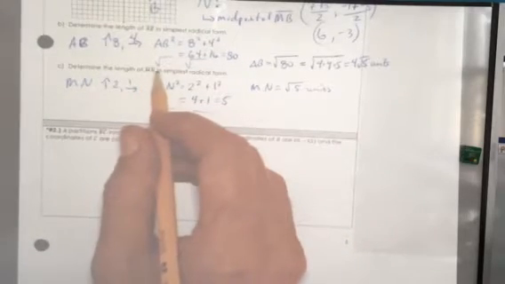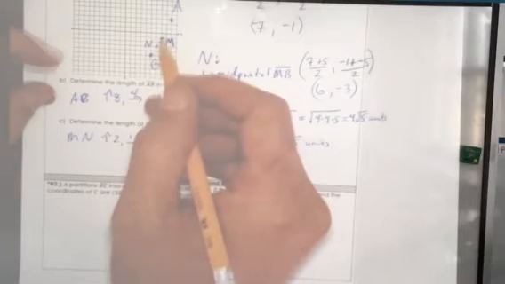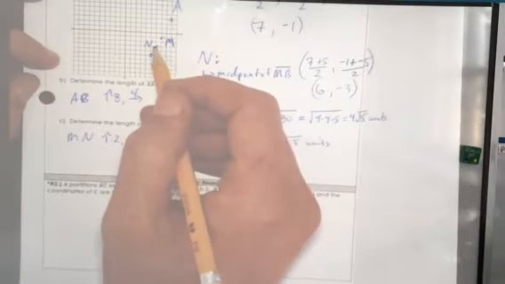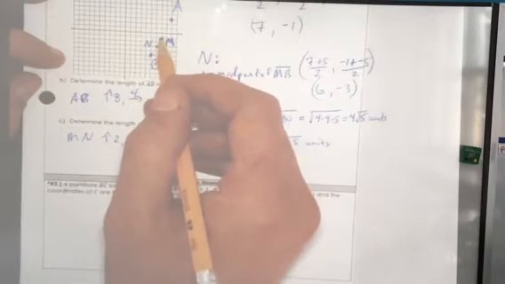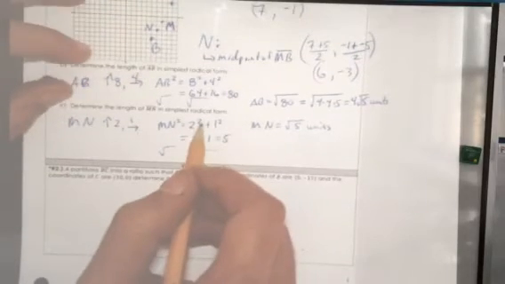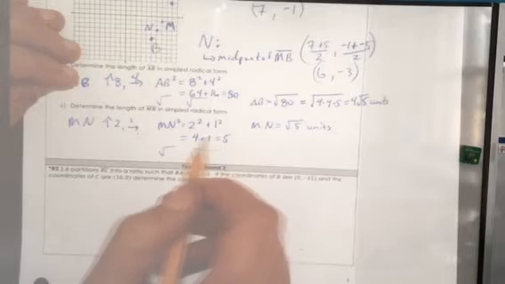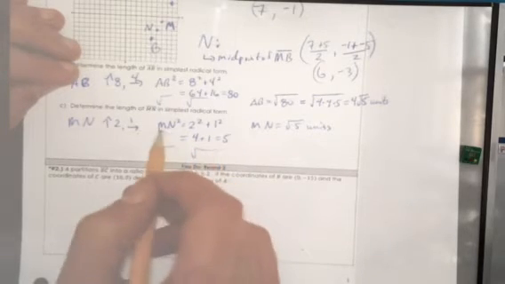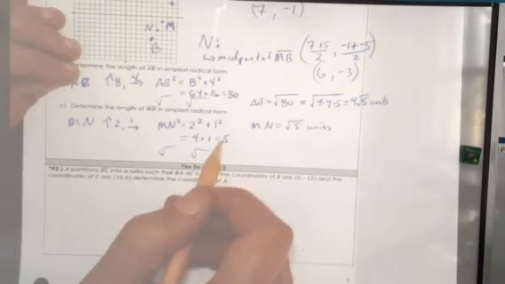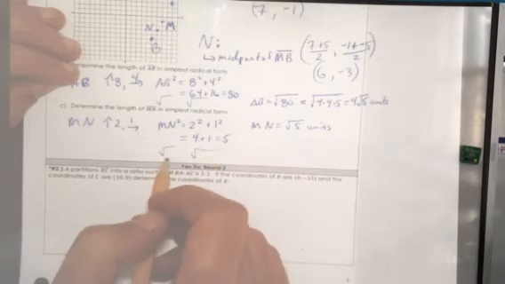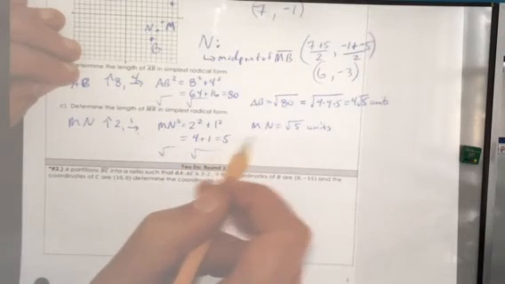Finally, determine how long MN is. So MN, just from here to here. This is a move up 2 and right 1. So we'll do 2 squared plus 1 squared. 2 squared is 4, 1 squared is 1, 4 plus 1 is 5. So MN squared equals 5. Find MN by taking the square root. So the square root of 5.